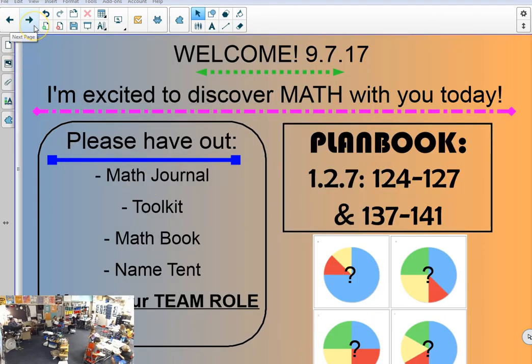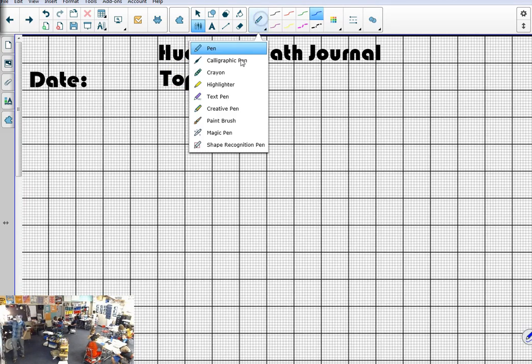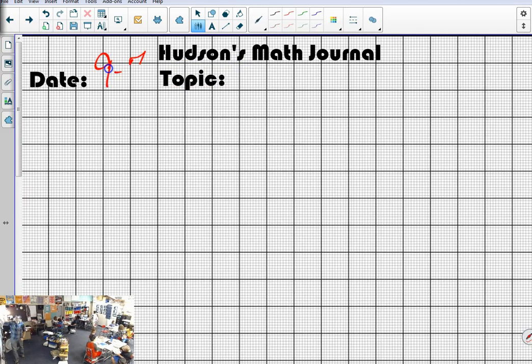If you don't have the homework down, it is also on the homework board, just written a tiny bit smaller. So today is 9-7, all day long. And we are talking about, sorry, I'm going to do 1.2.7 first. Talking about compound probability.